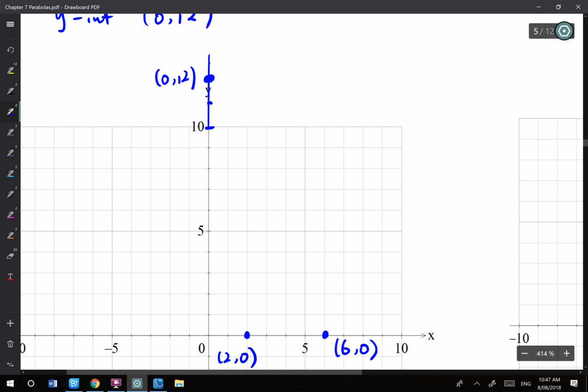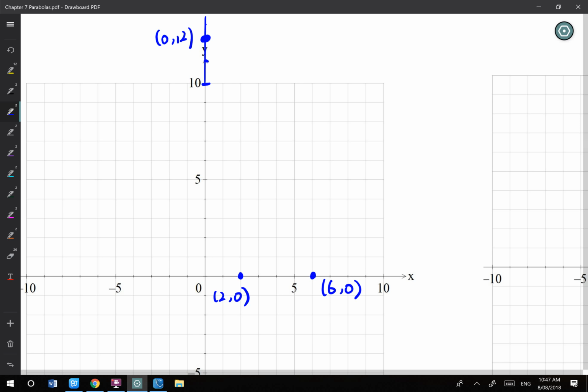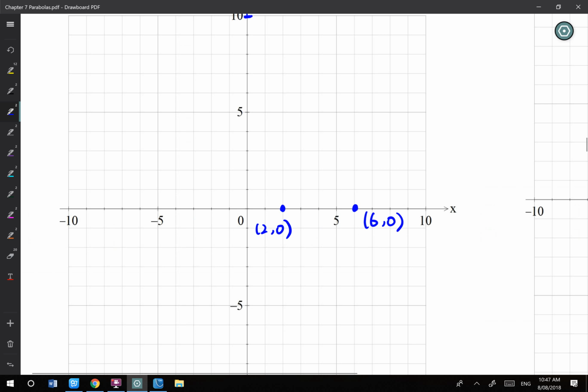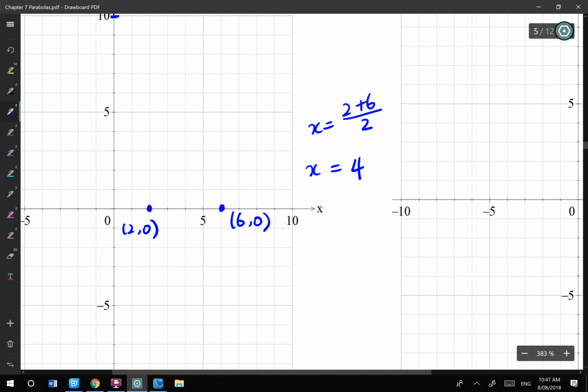If you already know these three points, can you work out the line of symmetry? Where should it be? In the middle of 2 and 6, right? They are at the same level, so the middle must be the line of symmetry. We use the midpoint formula: x equals 2 plus 6 divided by 2, so x equals 4. I just sketched this line.